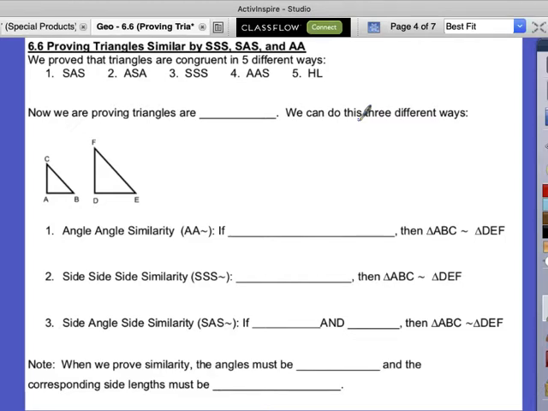Now we are proving triangles to be similar. We can prove triangles similar in 3 different ways. The first that we have is angle-angle similarity.